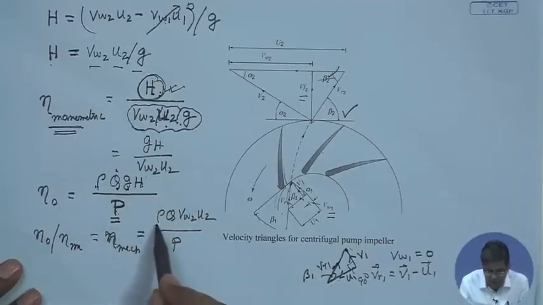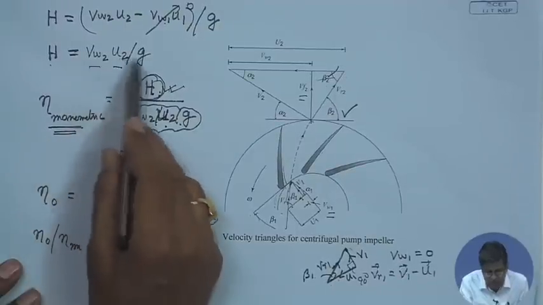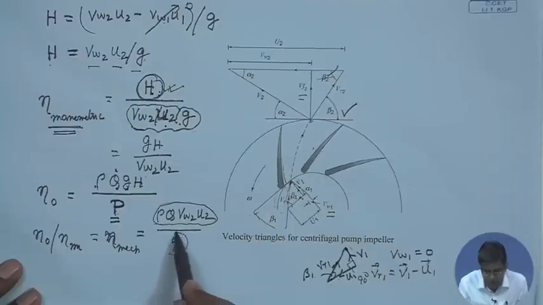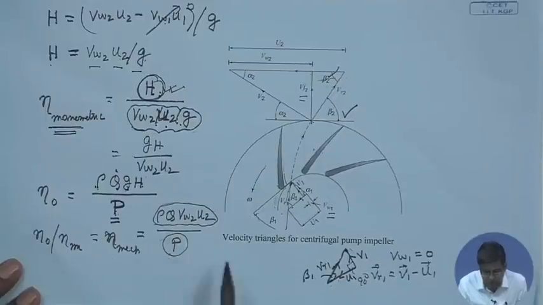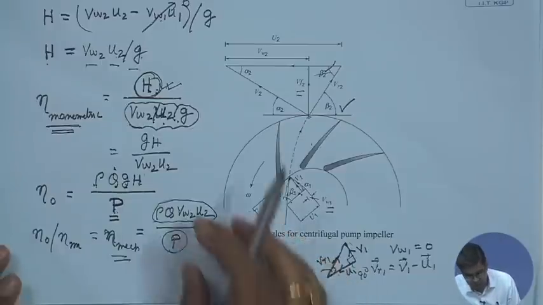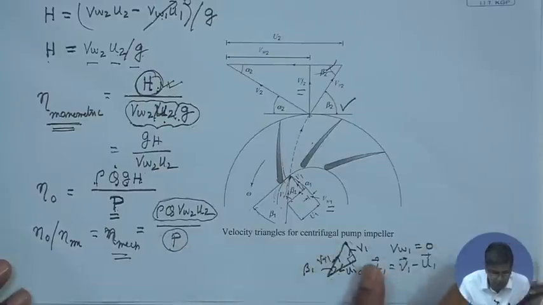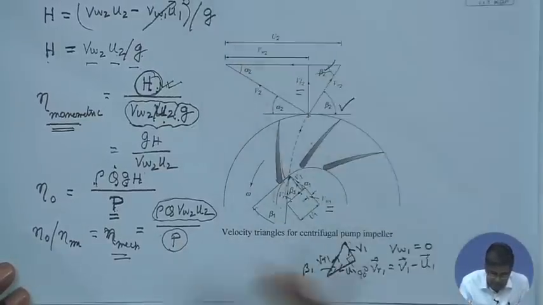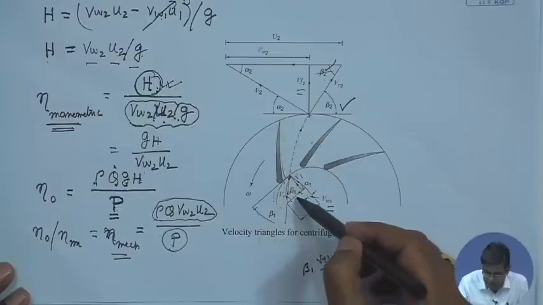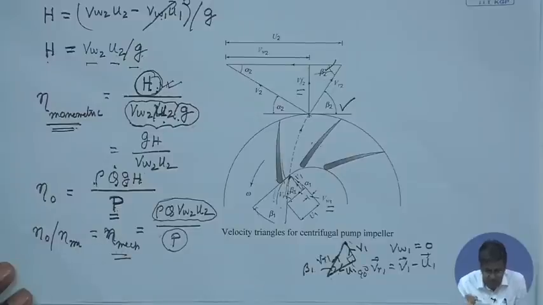That means this is the ratio of the work, in terms of power. This is VW2 U2 by G in terms of head, the power given by the rotor blade to the fluid, and this is the power given at the input, that means to the shaft at the coupling, and this ratio is the mechanical efficiency. The discrepancy between these two is because of the mechanical friction in glands, bearings and couplings. This way we can define the different efficiencies. This is the typical impeller blades, this is the inlet velocity triangle, this is the outlet velocity triangle, and this way we define the manometric efficiency and overall efficiency.